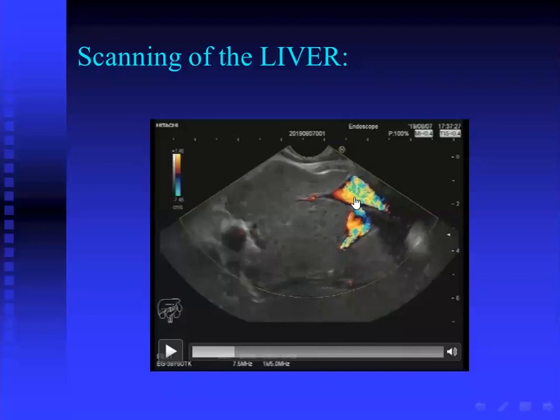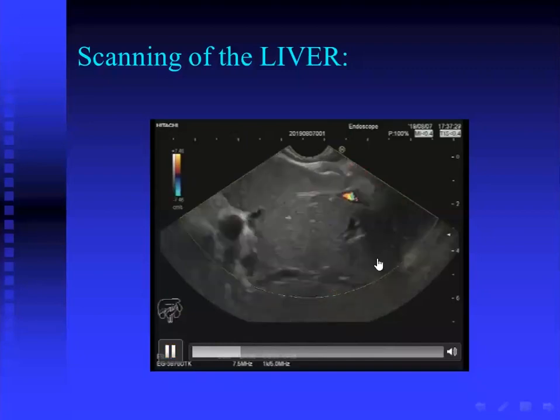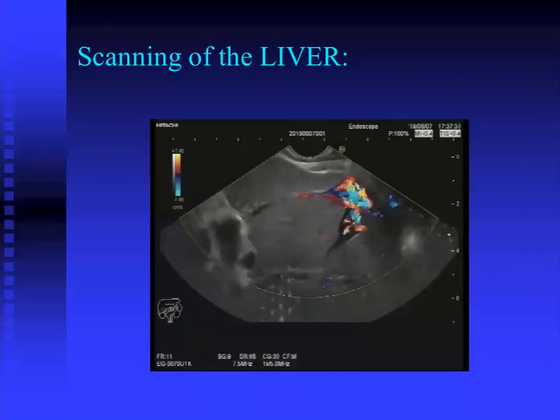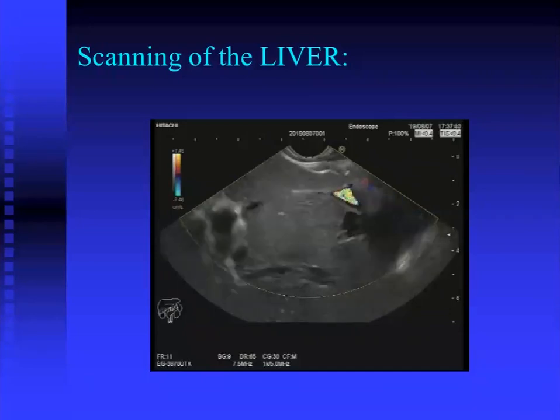So here we have 3 segments of the liver. The segment in between the echo endoscope and the intrahepatic portion of the inferior vena cava is segment 1, the caudate lobe. And the segment in between the IVC and the right hepatic vein is segment 8. And the segment below the right hepatic vein is segment 7. So this is 1, 8, 7. And then we will start to do gradual anti-clockwise rotation to go to the middle hepatic vein.